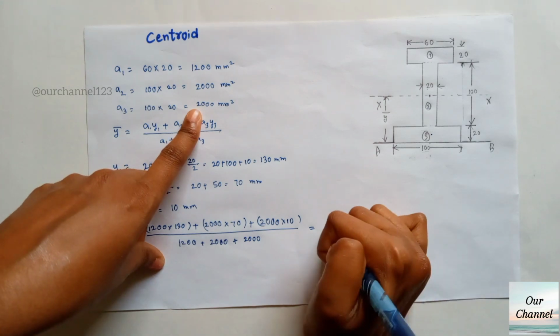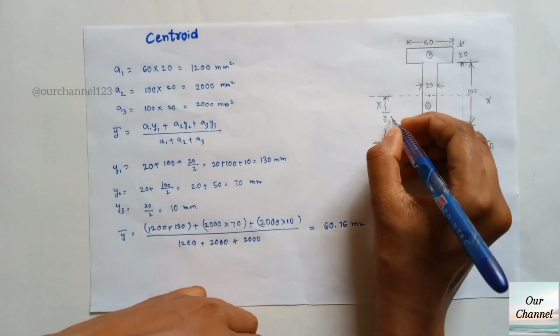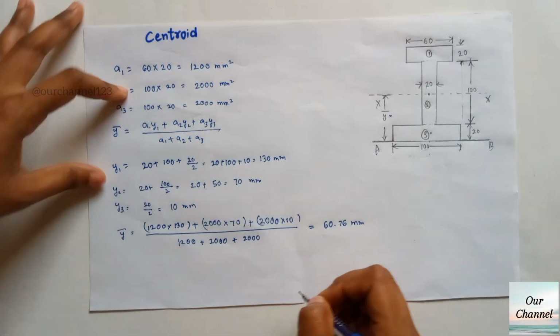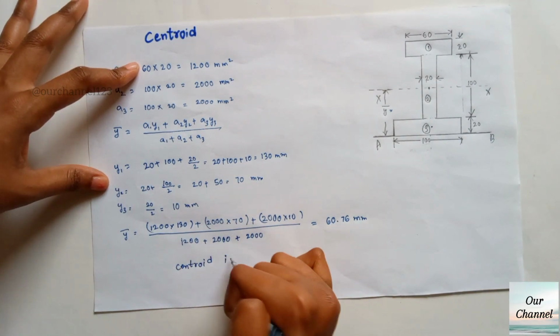By solving we will get 60.76 mm. So the centroid of the given I section is 60.76 mm from the base AB.